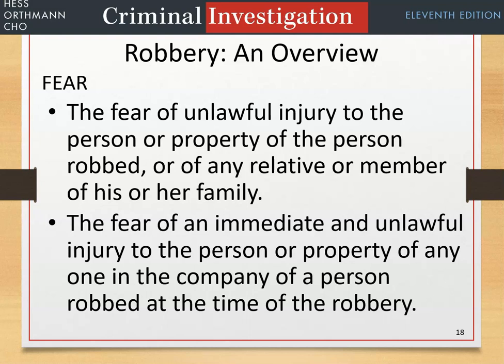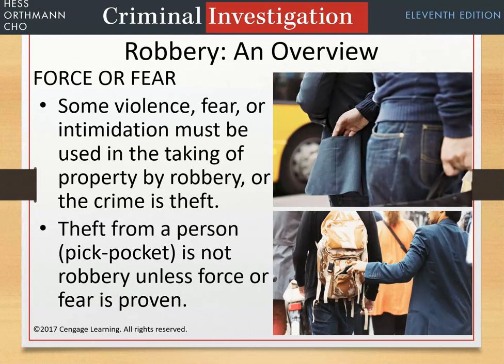So now just a little bit about fear. So the fear of unlawful injury to the person or property of the person robbed, or of any relative or member of his or her family. So the fear doesn't necessarily have to be directed right at you. So look below. The fear of an immediate and unlawful injury to the person or property of anyone in the company of a person robbed at the time of the robbery. So even if you're with me, there's still the fear factor. So it may not be directed at me, it could be directed at the person I'm with. So hopefully that kind of makes sense a little bit. So a lot of different things to look at, especially when you talk about California.